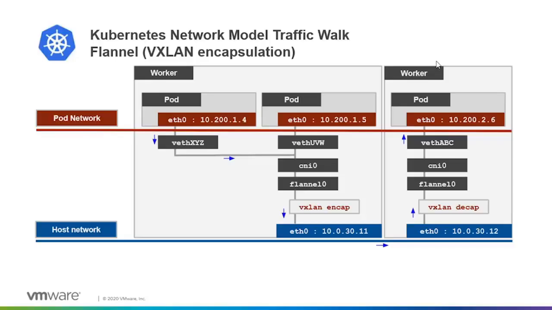Or if, say, we have a pod on this first worker node that needs to talk to a pod on the second worker node, like say 1.4 is talking to 2.6, in that case, the packet will be sent to the cni0 gateway, which will then be encapsulated by flannel0 and sent out on the underlay network.